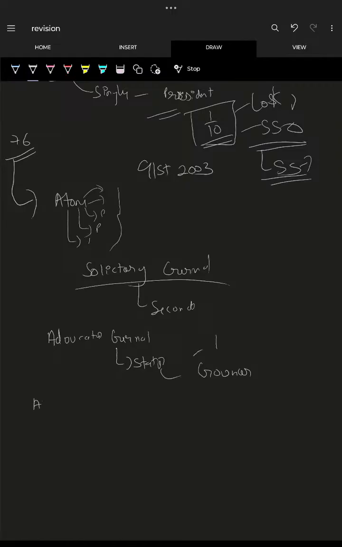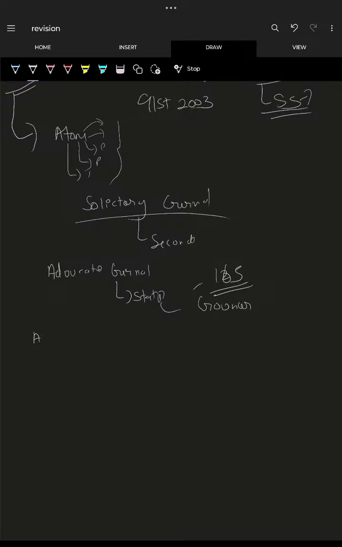And this is in Article 165. Conduct of business is in 77. Then the Prime Minister's duties: 78 is the Prime Minister's duties. He is the middleman of the Council of Ministers and talks to your President.